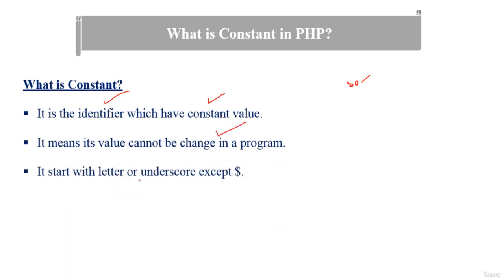It starts with a letter or underscore, but you cannot use a dollar sign. You know that when we declare a variable, we use a dollar sign. But in case of creating a constant, we cannot use a dollar sign at the start, but you can use an alphabet letter or underscore at the start. It has global scope in the program. You know that a variable has two scopes, local and global, but a constant has only global scope in the program.